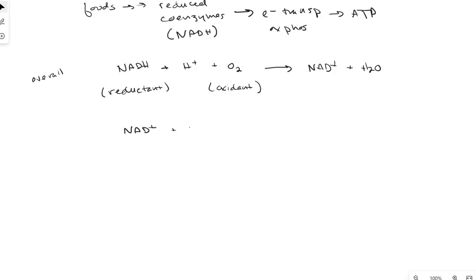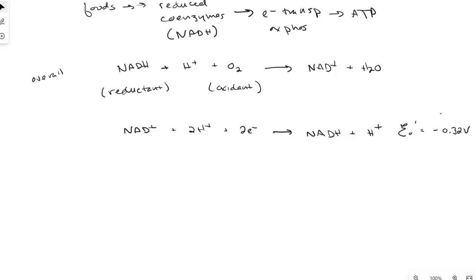NAD plus, 2 protons plus 2 electrons yields NADH plus a proton. And this has a standard reducing potential of negative 0.32 volts as drawn in the direction it's drawn.